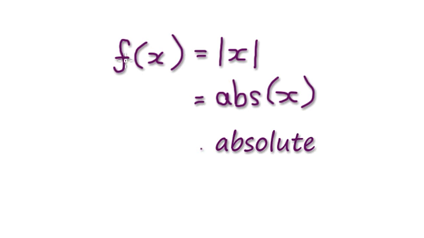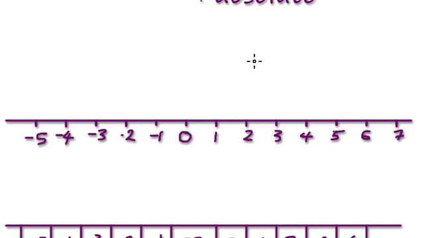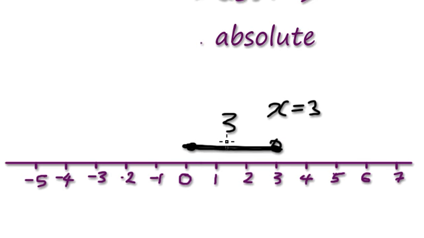Okay, so let's say we've got a function f of x equals the absolute value of x. If you imagine your number line, what abs means is, suppose x equals 3. The absolute value of 3 is the magnitude of that number from the 0. So here the absolute value of 3 is 3. It's just the length of this thing here.